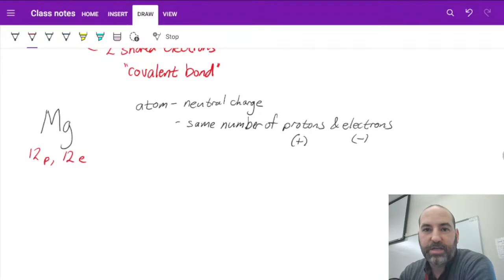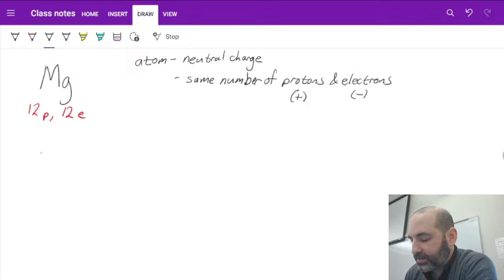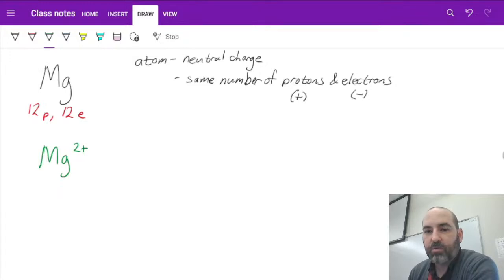This is one of the examples from the front page of that atoms activity from module 2. If you want to go back and review that, it goes through this stuff as well. So if instead we have a magnesium ion, magnesium 2+, what's the difference?